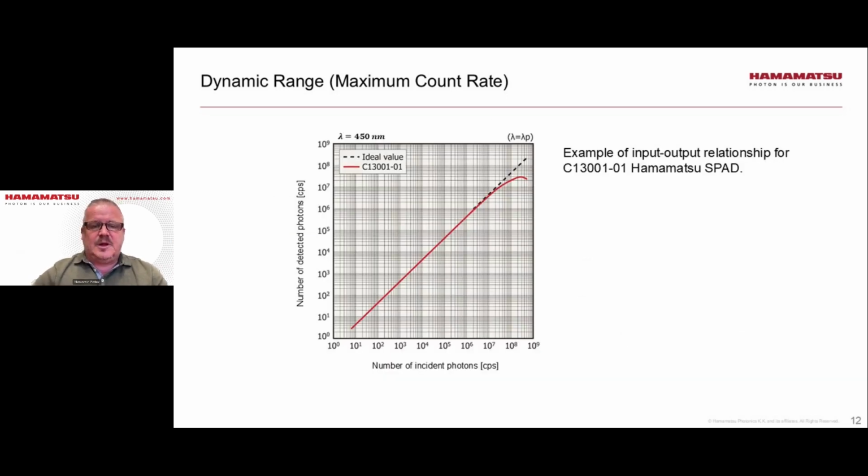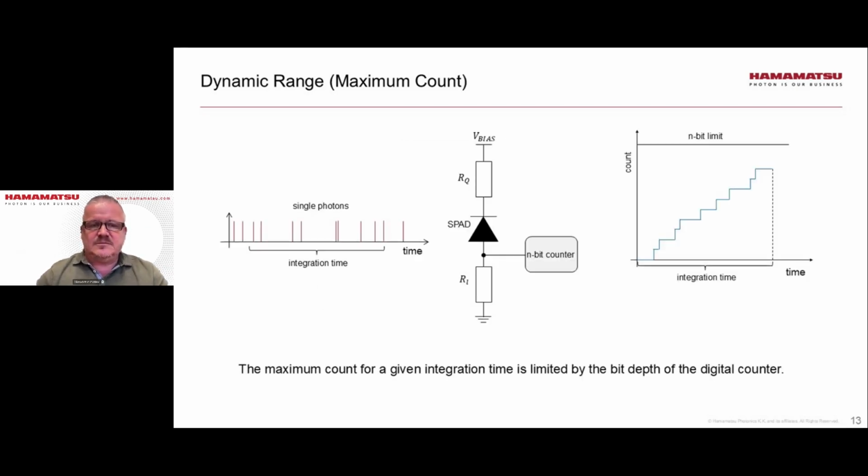Here is an example of an input-output characteristic for a realistic SPAD by Hamamatsu. We can see a good linearity between the output number of detected photons per unit time as a function of the incident number of photons. And at a certain rate of incoming photons, we see a deviation from the linearity and eventually flattening, where we have reached saturation, you could say, in time.